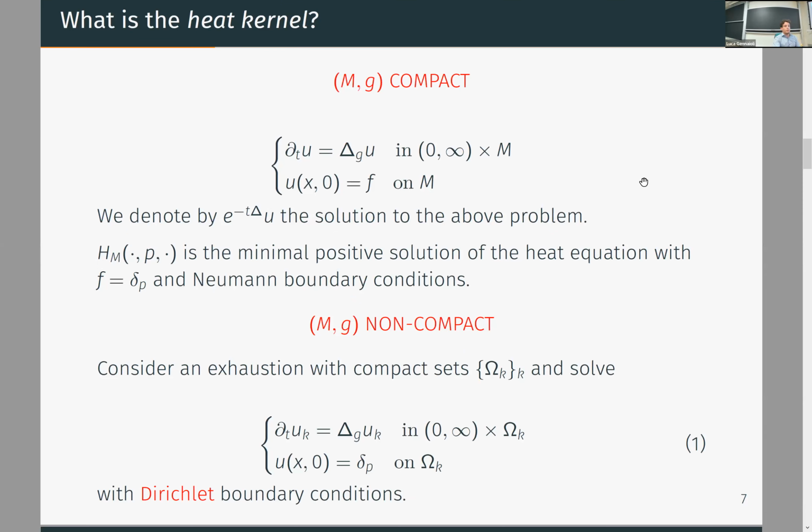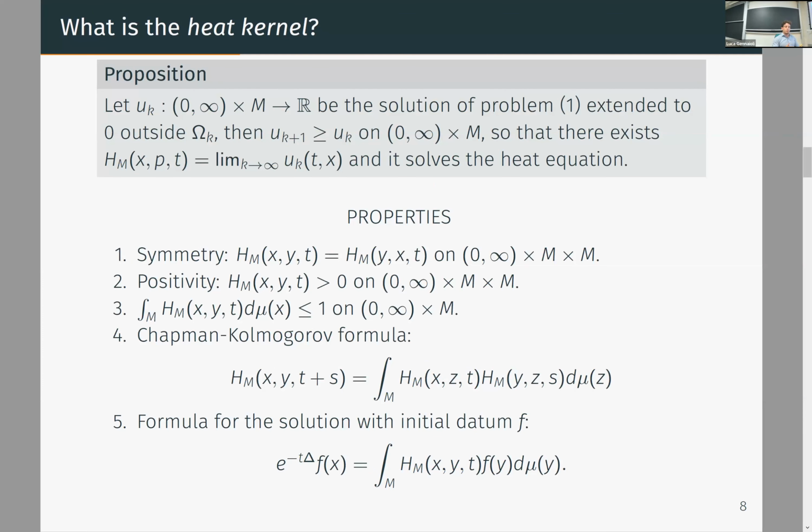If the manifold is not compact, what you do is take an exhaustion with compact sets, one contained in the other, and on each of them you solve the problem with the Dirichlet boundary condition, so that you have a sort of ordered solutions, which are monotone with respect to one another. In fact, we have the following proposition, which probably Grigorian was the first to prove. He proves that these solutions are ordered and increasing, so that you can take the limit as k goes to infinity, and you get the heat kernel for the whole manifold.